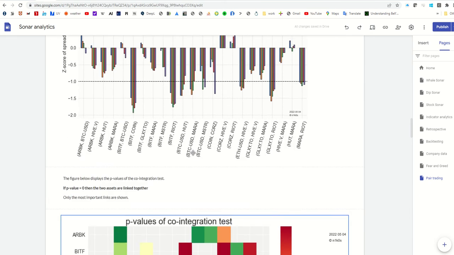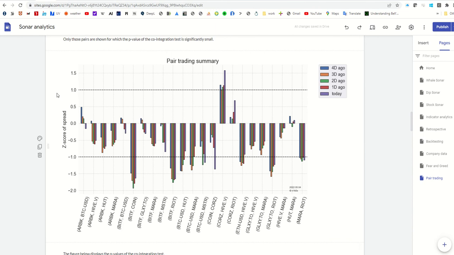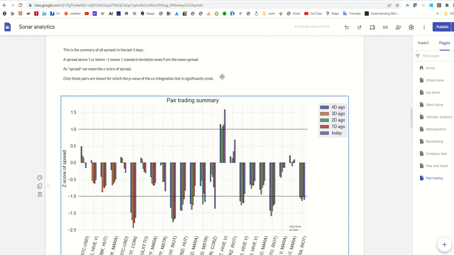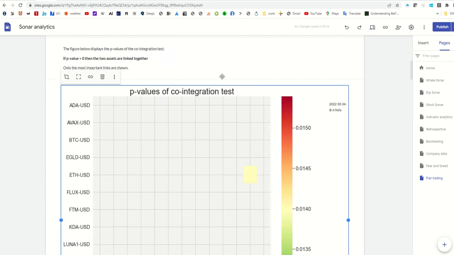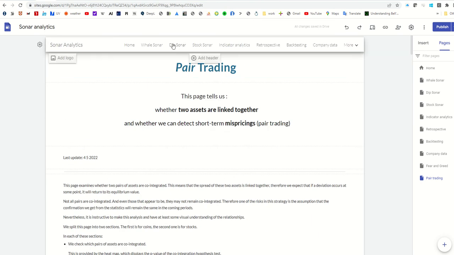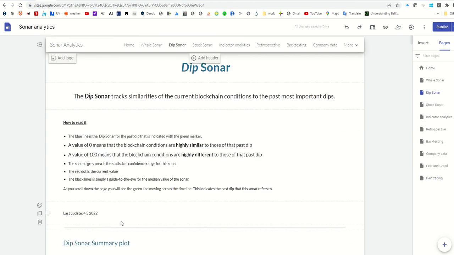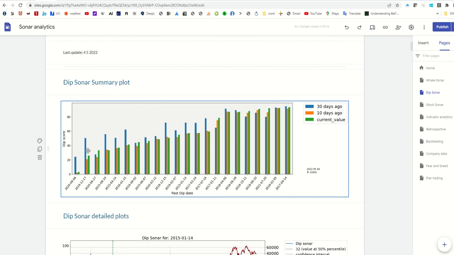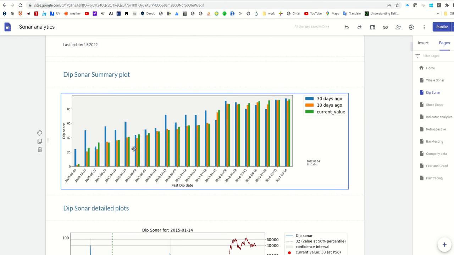So that's about it. So here the new addition is this summary plot, which tells you quickly the global picture of all the signals. The second thing I wanted to say is about the deep sonar. What the deep sonar does is tell us how similar the current dip is with respect to all the previous dips.